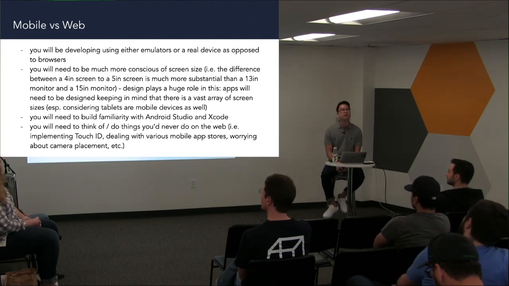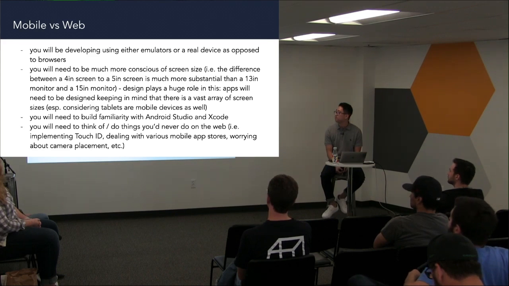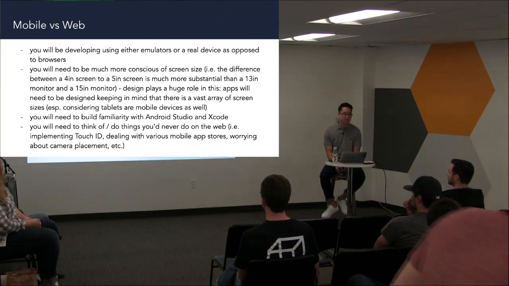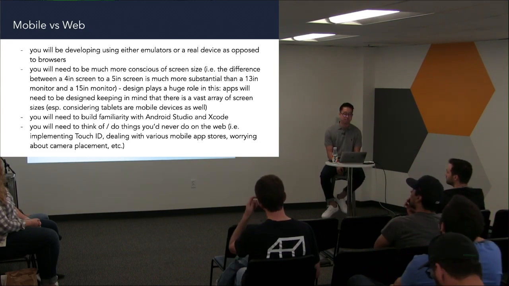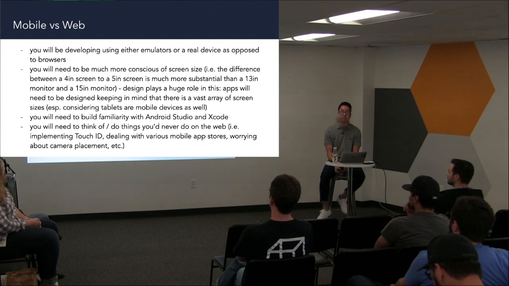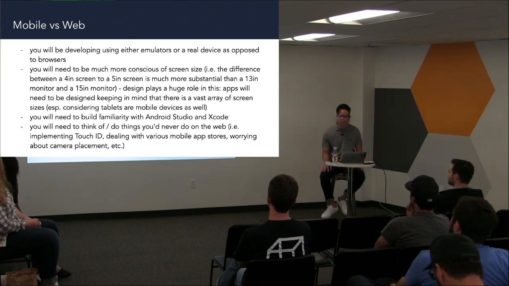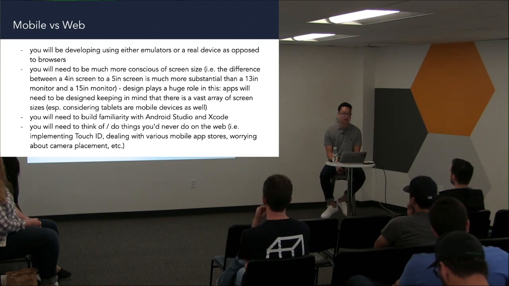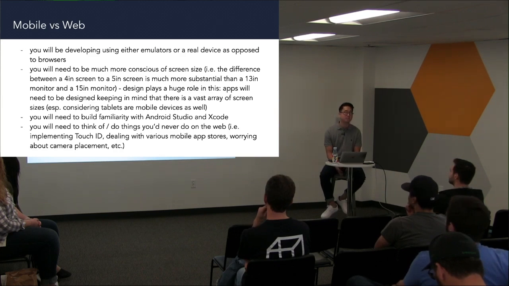So the main differences I found between mobile development and web development was that in mobile development, you have to build on emulators or real devices. You're not going to be using a browser, obviously. And the biggest design issue that I found is you need to be way more conscious of screen size. The difference between a 4-inch screen and a 5-inch screen, even though it's only 1 inch, is drastically more impactful than the difference between a 13-inch monitor, 15-inch monitor, or even a 24-inch monitor. And so we found early on that design actually played a huge role. As a developer, I think it's very important that you work hand in hand with design so that they're aware of, hey, some of these designs are kind of not realistic.